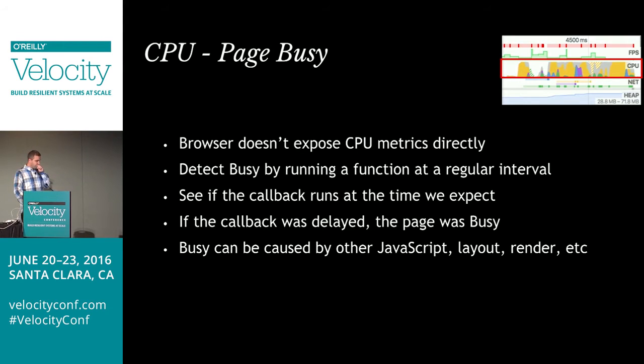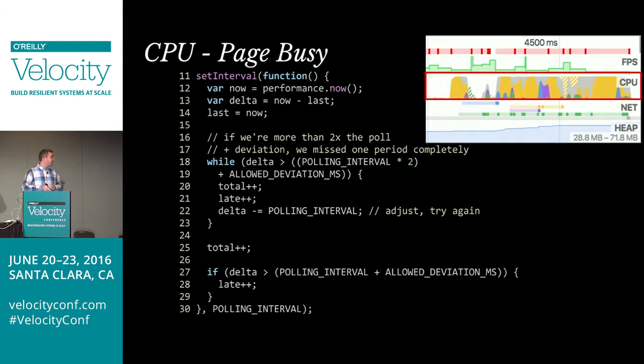This is true because JavaScript is single-threaded, right? We're calling this page busy. It's relatively simple code to do this. You could probably get a little more complex than it. Check out the actual code later. But the core idea is we're running something at an interval. We're checking to see how long it took for that to actually execute. And anytime it's late, we're calling that a busy period.